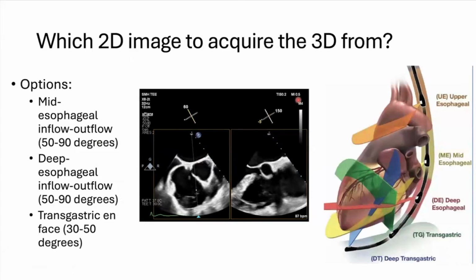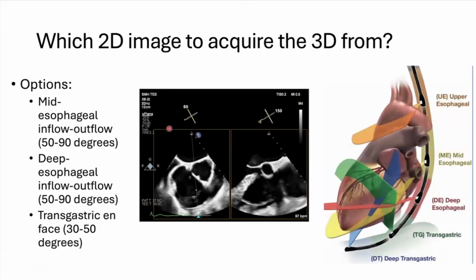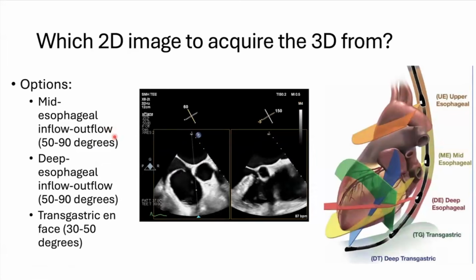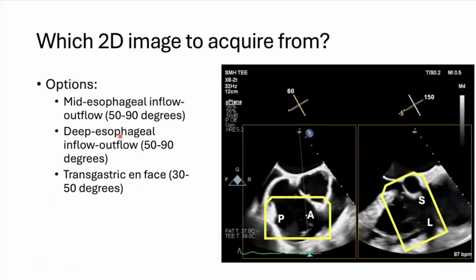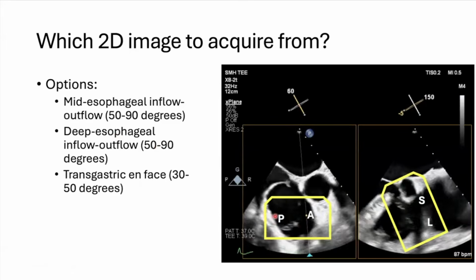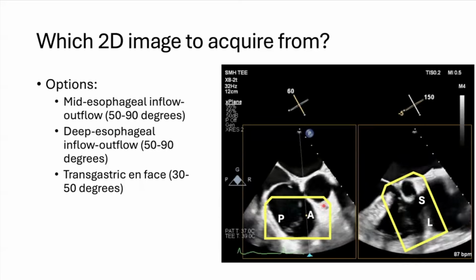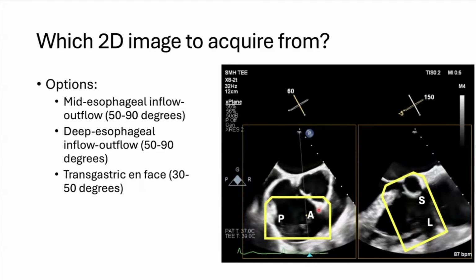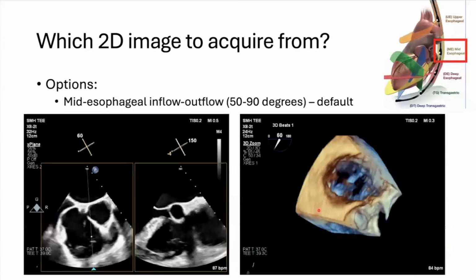So how do we acquire 3D images? Again, we're going to be showing mainly TEE images. Your views for this are the mid-esophageal, deep esophageal, or transgastric. Like with the mitral valve, you want to make your boxes as big as they need to be to see the valve, and also have some orienting structure like the aorta there to help orient our valve, but also not make them too big so as to drop the frame rate.